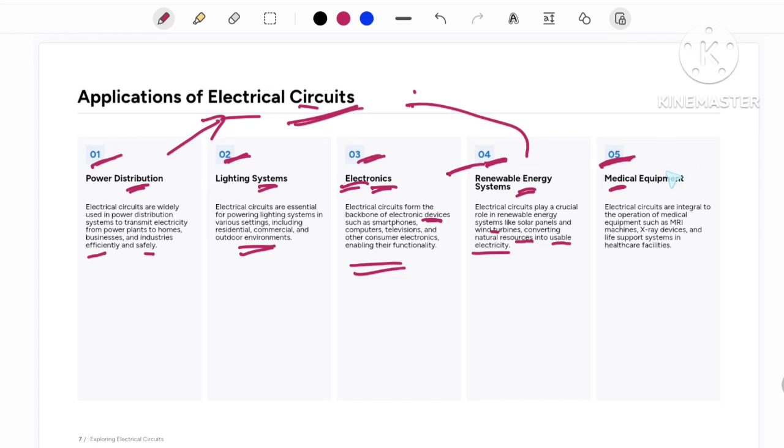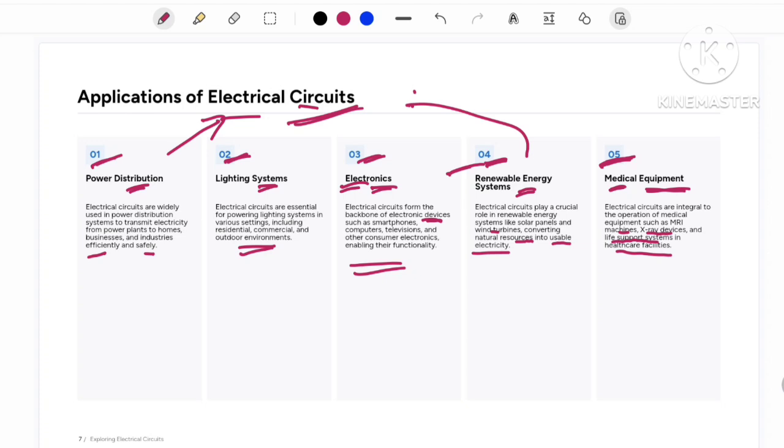Move on to the fifth point. This is a very crucial point. Medical equipment. Why are we using electrical circuits? Electrical circuits are integral to the operation of medical equipment such as MRI machines, X-ray devices, and life support systems in healthcare facilities. Right?